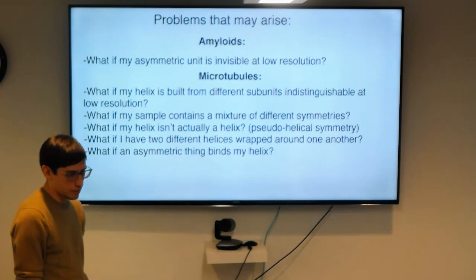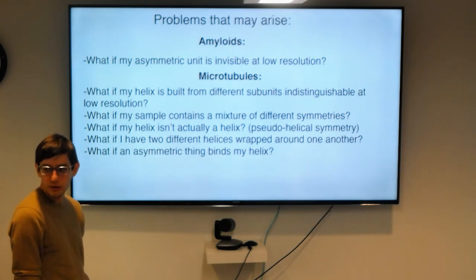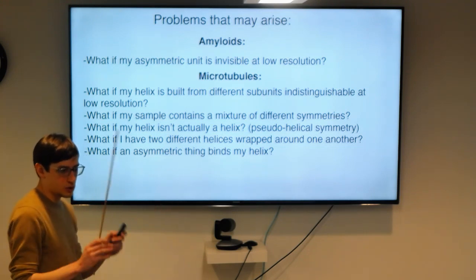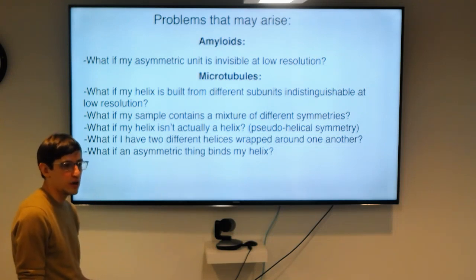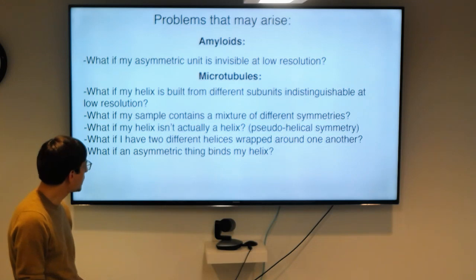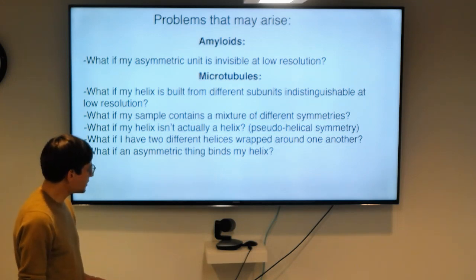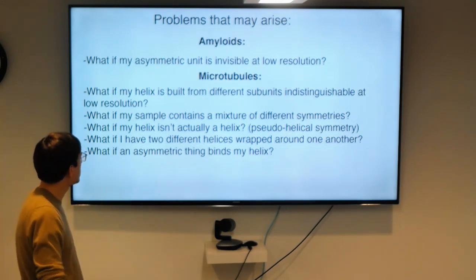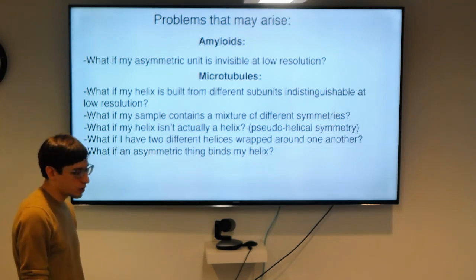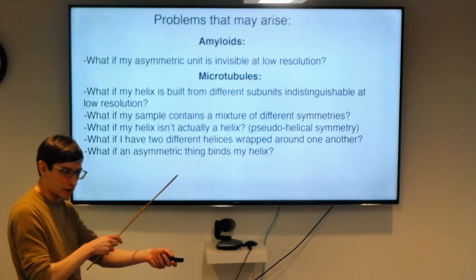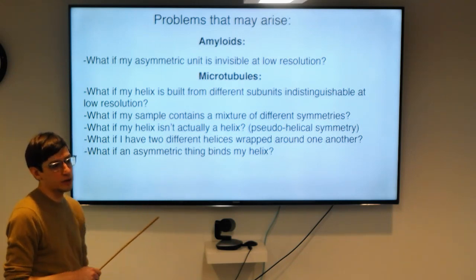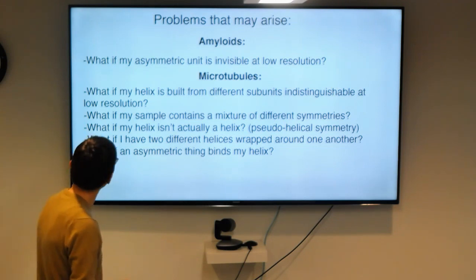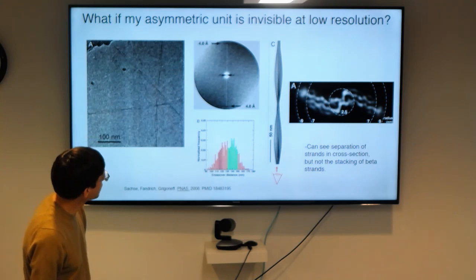You can also get samples that contain a mixture of different symmetries, so you can imagine that you probably have to do some classification. What if your helix isn't actually a helix? You can get theoretically tube-like structures that have discontinuities or issues with them that can be dealt with. And then the last two are just sort of for fun, but what if you have two helices wrapped around each other? What do you do? Or an actually common case that will probably be more and more common in the future is, what if you have, for instance, a filament and some protein binds that filament, but that protein is asymmetric? What do you do then? All right, so we're going to go through all these, and you can stop me if I'm going way over. Okay, so what if my asymmetric unit is invisible?